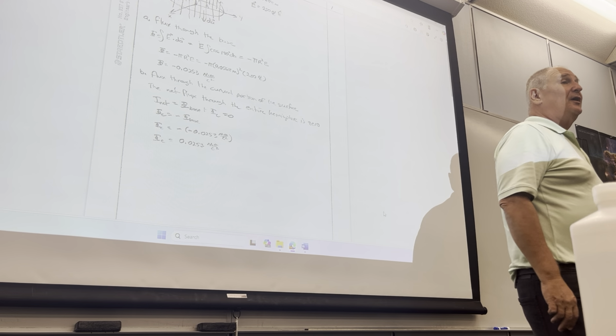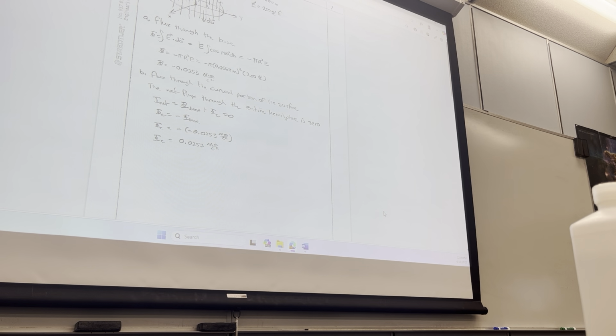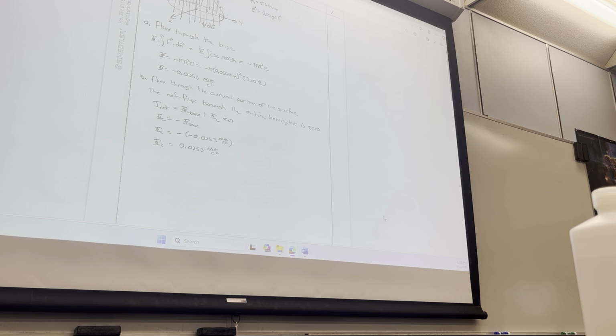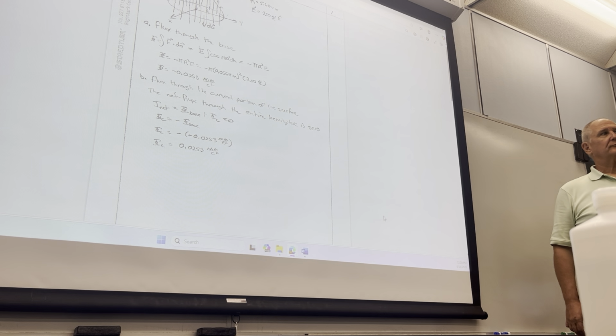No integration, no integrals were necessary, no calculus was harmed in the making of this problem. So, okay, questions? It's a very important principle, by the way, and elegantly simple and profound in its outcome, as we will find out later in the semester, probably towards the end of July. All right.